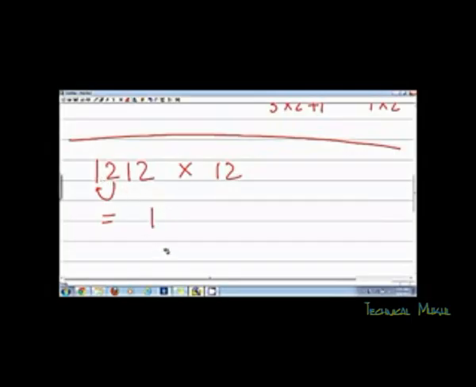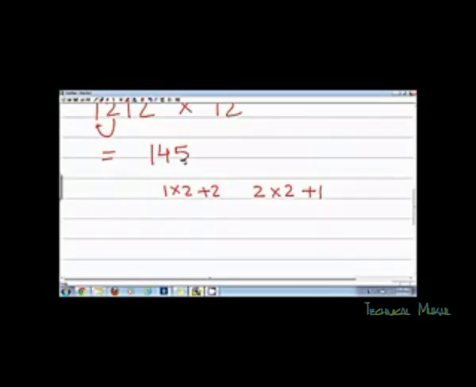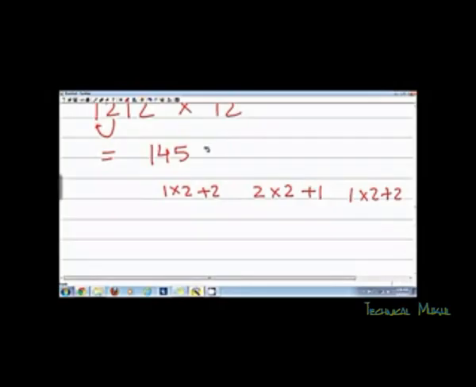1 into 2 plus 2, so that is equal to 4, and then I say 2 into 2 plus 1, that is equal to 5, and then I'll say 1 into 2 plus 2, that is 4, and then I'll say 2 into 2, that is equal to 4. So the answer is 14544. So I can check if my answer is correct.